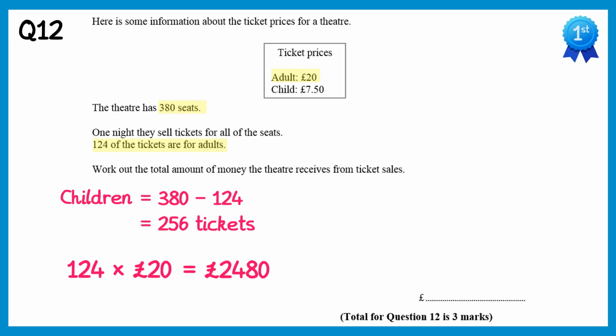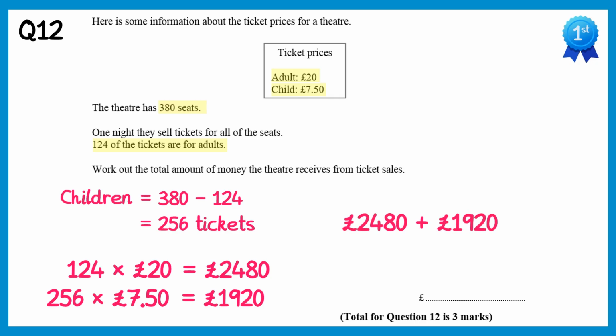We're also told the child ticket price is £7.50, and we just worked out there were 256 of those, so we do 256 times £7.50, which gets you £1,920. To work out the total amount of money, we add both of those together, which gets you £4,400.